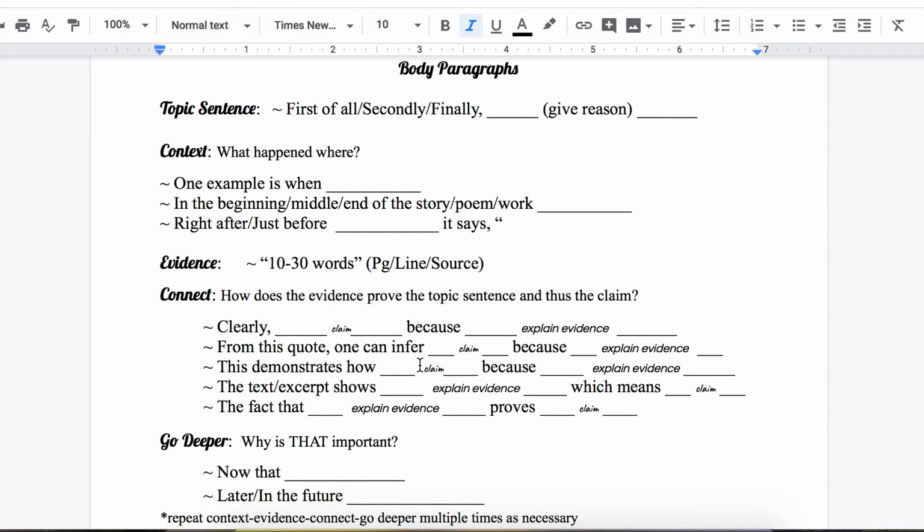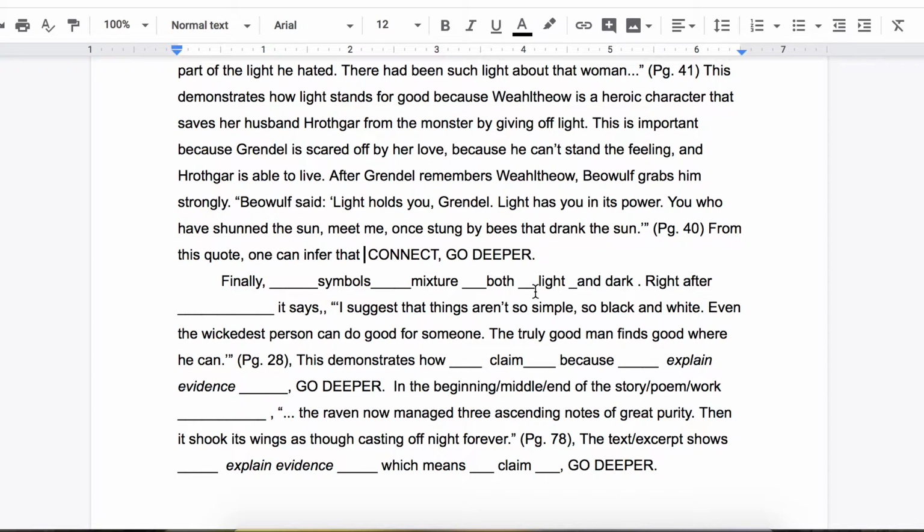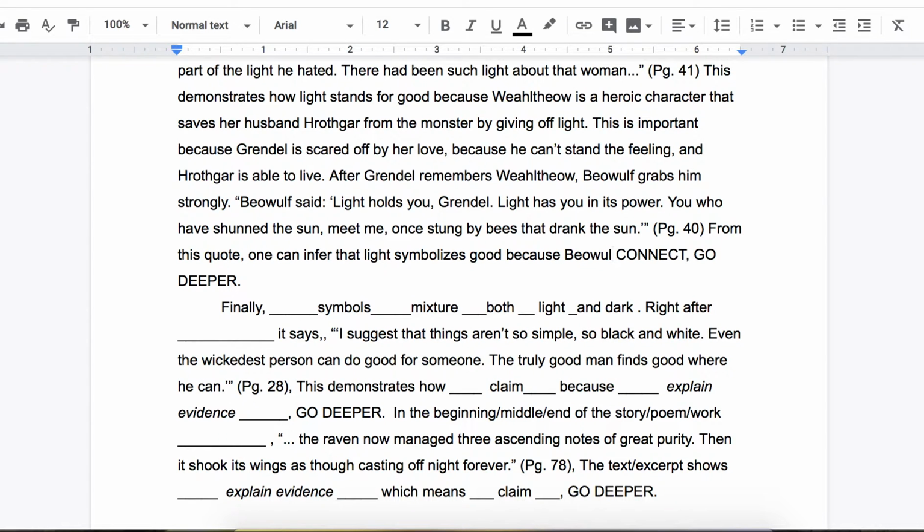And we'll look back at this here. We want to give the claim, and then because, and explain the evidence. So the connect always connects the claim and the evidence. Evidence, claim. It's a sentence frame that makes us connect it back to what we're trying to prove. So from this quote, one can infer, and we can say what our claim is. Light symbolizes good because Beowulf is a hero and it describes how he is filled with light.